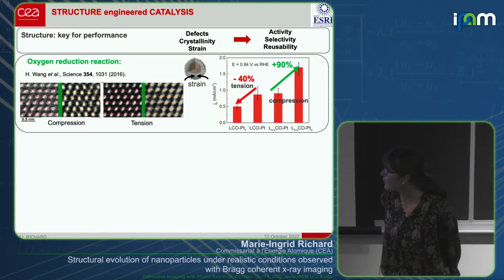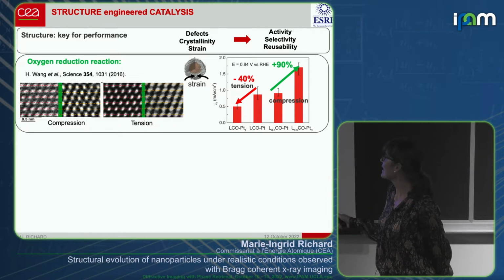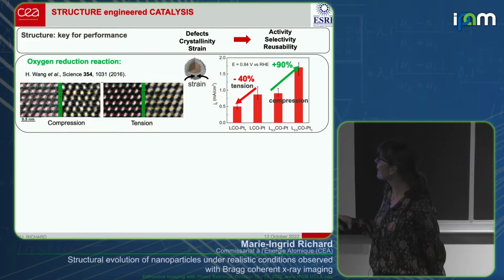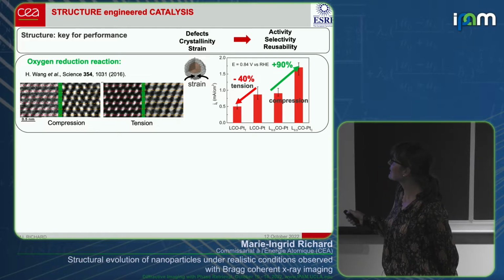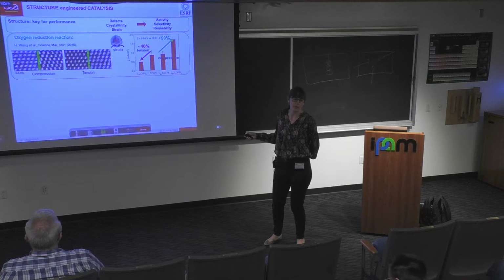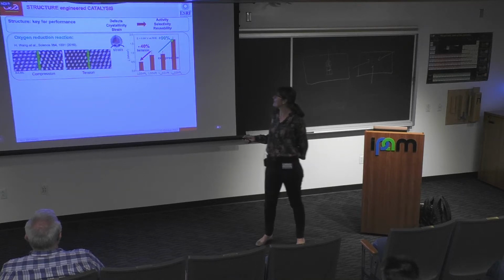Here I show you an example during the oxygen reduction reaction. They have a core-shell nanostructure, and they succeeded in straining the shell. Here is the electrochemical activity. They created a tension in the shell, and this decreased the electrochemical activity by 40%. Then by compressing the shell, this boosted the activity by 90%.